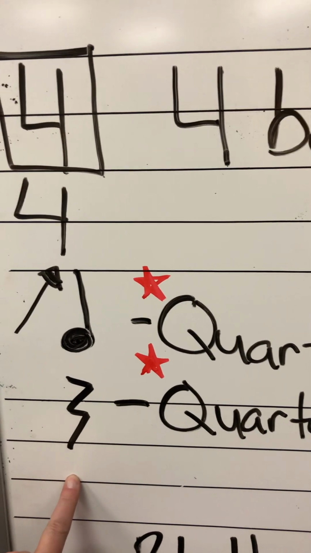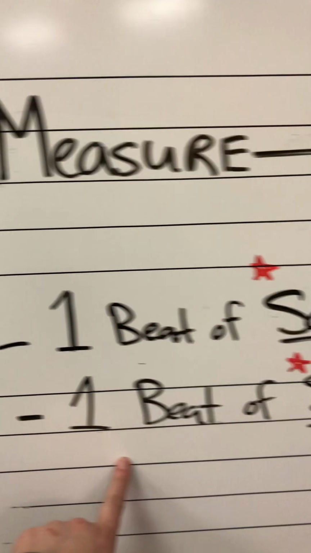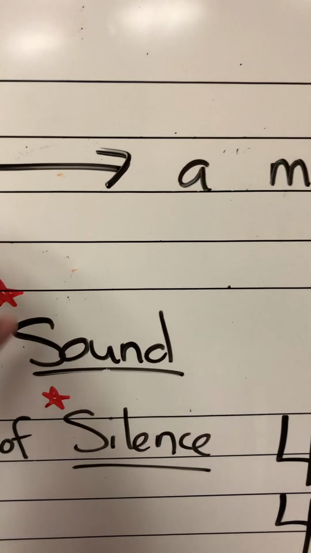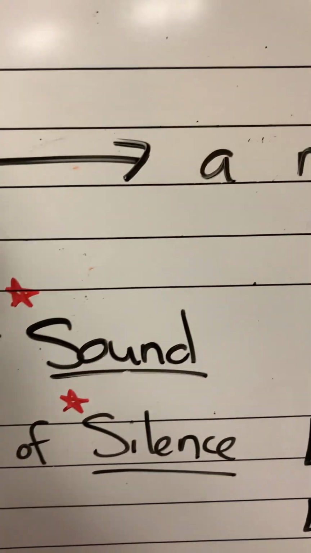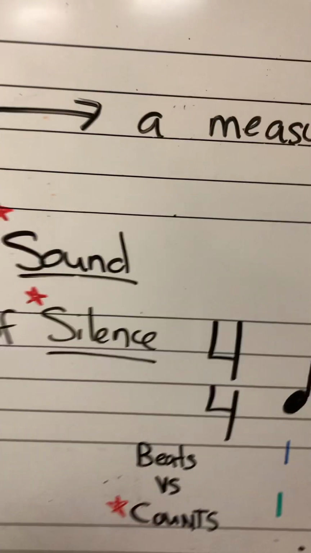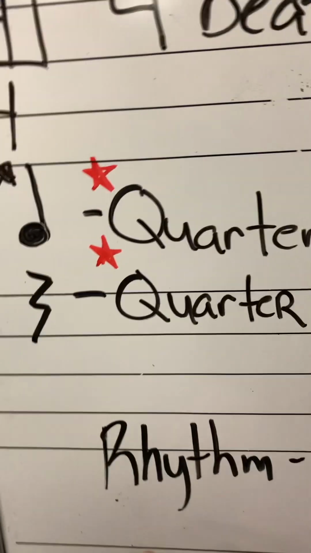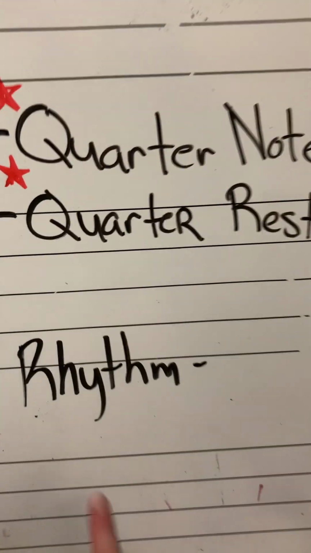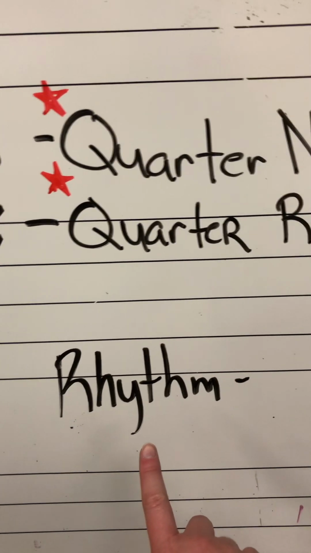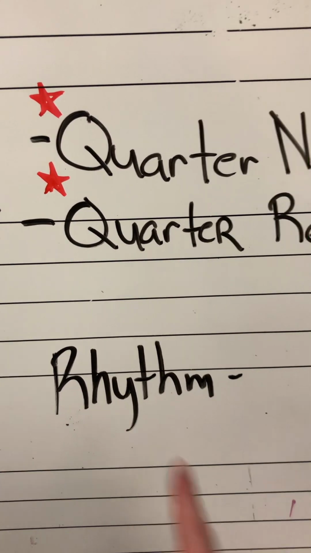This guy that looks like a little lightning bolt 3 thing, that's a quarter rest, and it gets 1 beat of silence. So this is 1 beat of silence. So that's 1 beat of silence. So I'm not actually singing something. Okay, so this word right here is called a rhythm. If you could spell that word correctly, I will be impressed, because it's kind of tricky. There's like no vowels in there unless you count the Y as a vowel.